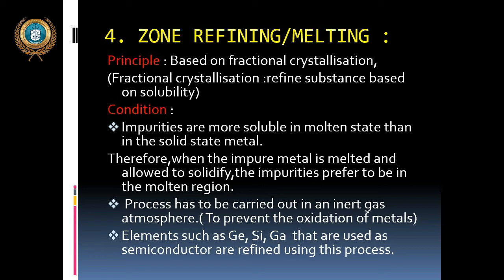So the total process has to be carried out in an inert gas atmosphere. Why? Because the melt region is there. Suppose we do this in the open, it will react with oxygen and start oxidizing. So we cannot properly remove the impurities. So this whole process has to happen in a closed vessel with an inert gas atmosphere in order to prevent the oxidation of metals, and we can purify substances like germanium, silicon, gallium. So to bring semiconductors into pure form, we are using this zone refining or zone melting process.